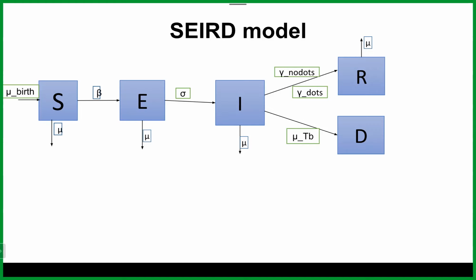Noah, can you speak? Oh, D was for, yeah, it's the compartment for those who died. Okay. Who died from tuberculosis? Yes. And that means that the exposed people don't die from tuberculosis. Only the infectious ones die from tuberculosis, or you can only die from tuberculosis after the latency period.